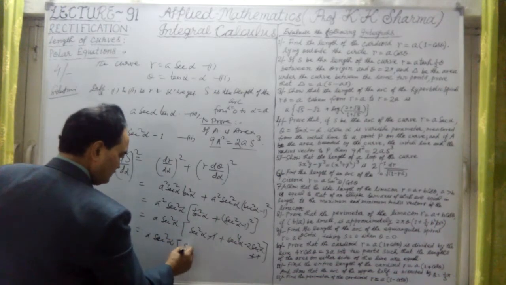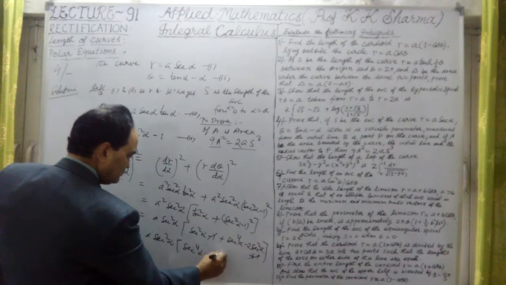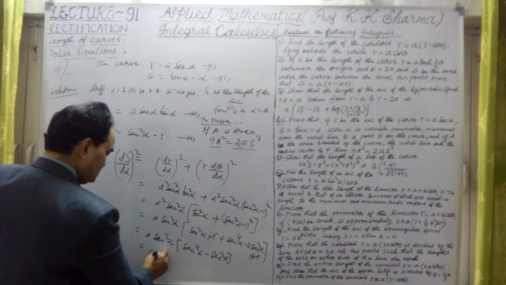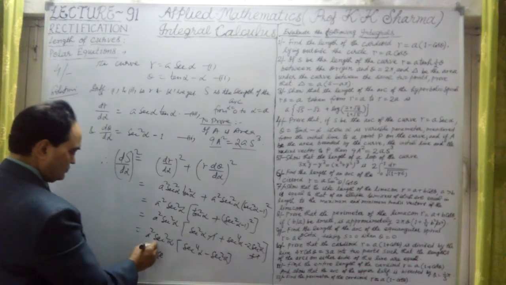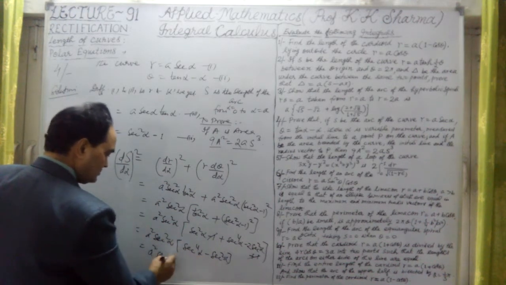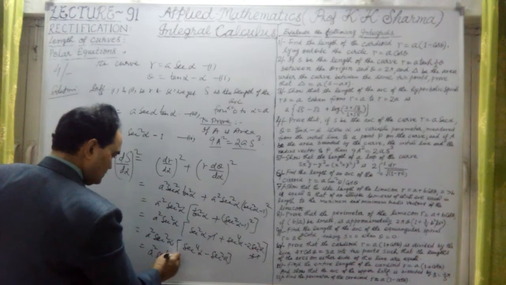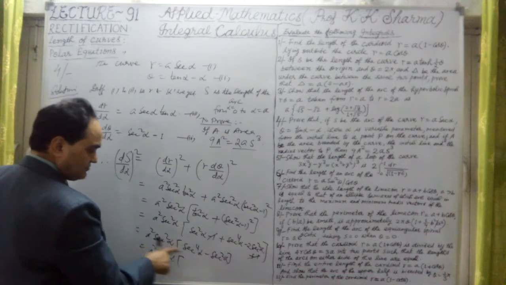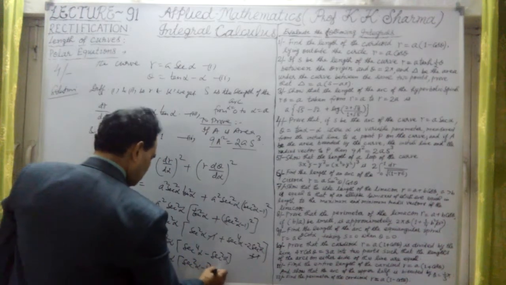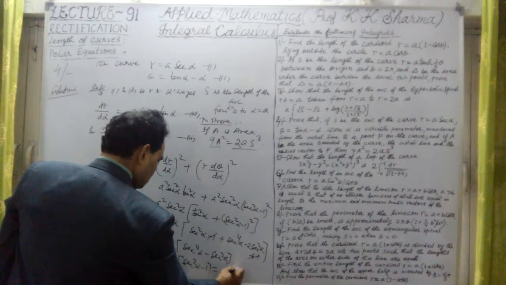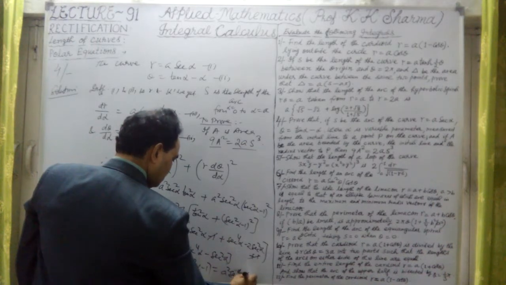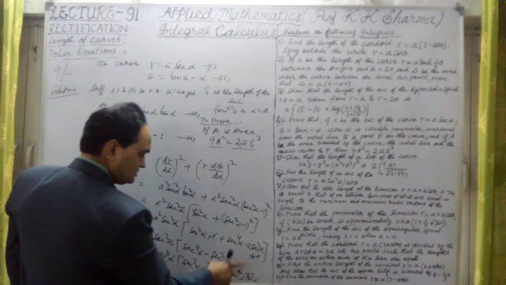Within the bracket we have sec 4 alpha minus sec square alpha. Again, sec square alpha is common, so a square is outside. I'm sorry, this is a square outside. So a square into sec 4 alpha, taking sec square alpha common, into sec square alpha minus 1. Now this is nothing but a square into sec 4 alpha into tan square alpha, because sec square alpha minus 1 is tan square alpha.